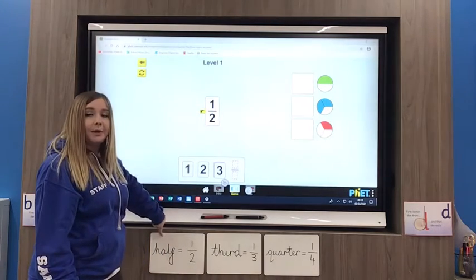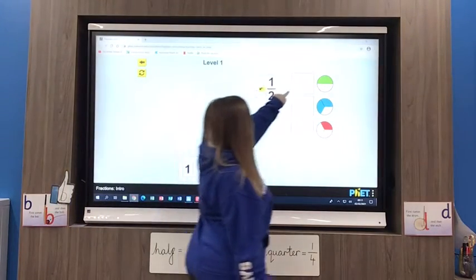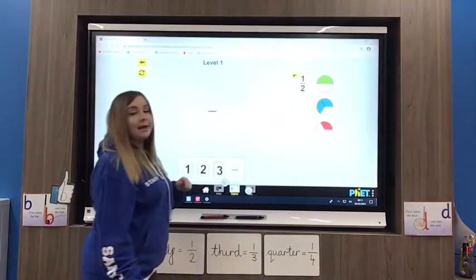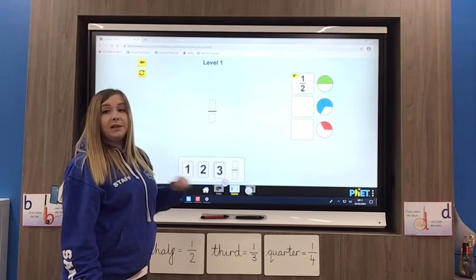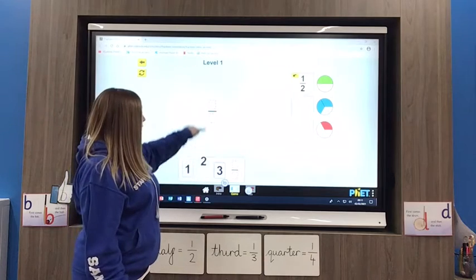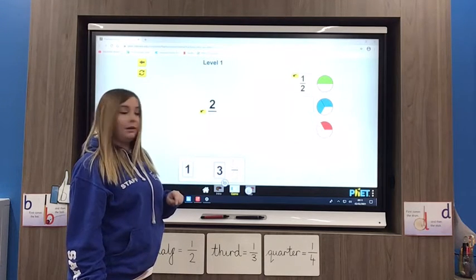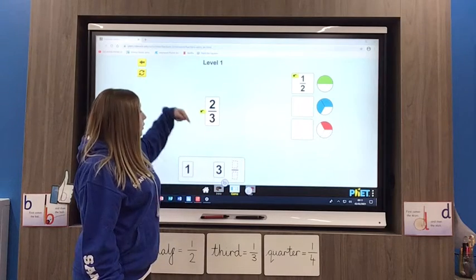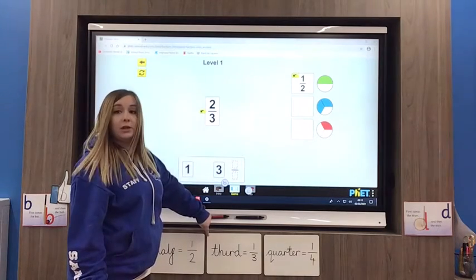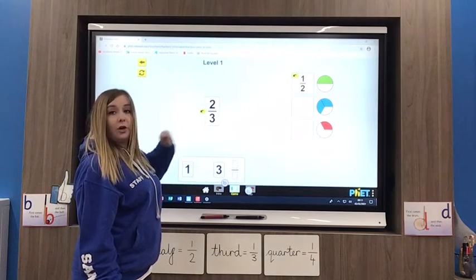Remember, that's how we say it when there's a 2 as our denominator. Let's see if we're right. Brilliant. Next one then. So how many pieces do we have? We've got 2. Out of how many all together? 3, so we would say that one, because it's been split into 3 pieces, 2/3.